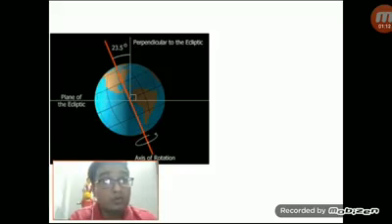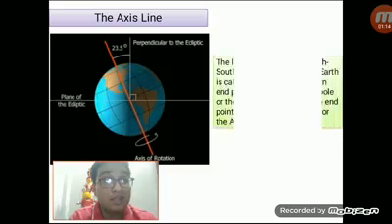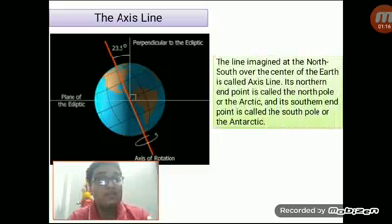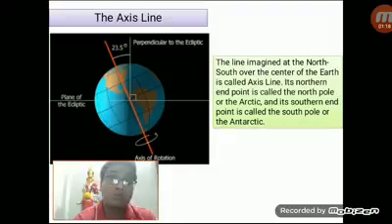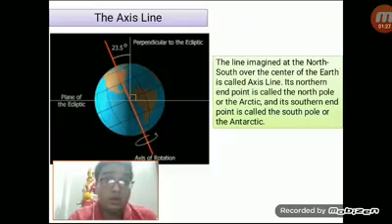So now I am going to show you the definition of the axis line. The line imagined from north to south over the center of the earth is called the axis line. Its northern end point is called the north pole or the Arctic, and its southern end point is called the south pole or the Antarctic.